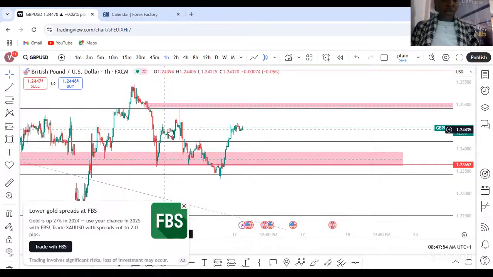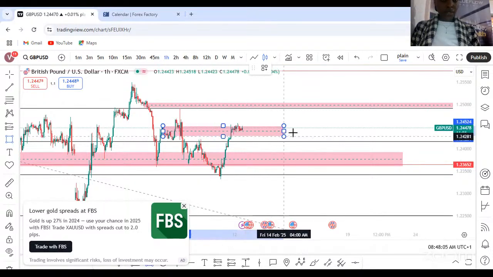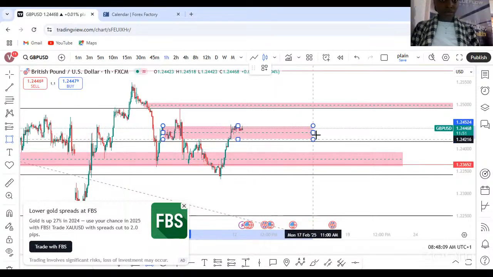There's actually something like a shoulder sweep, break. Price is currently at this zone, this left shoulder. I see what you're seeing. Price is currently at this left shoulder, currently at the zone.